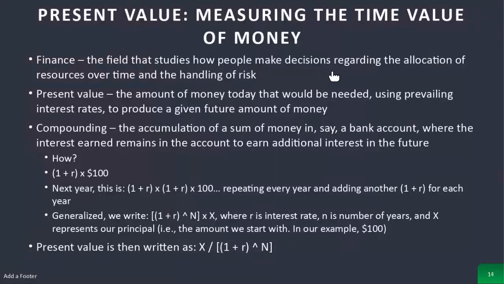Straight from the get-go, we're going to hop into something called the present value, and this is measuring the time value of money. So what exactly does the finance industry do? Well, it's the field that studies how people make decisions regarding the allocation of resources over time and the handling of risk. So finance asks the question of what do we do with things like our money today, and how is this going to change over time?